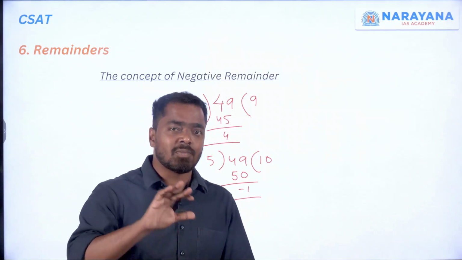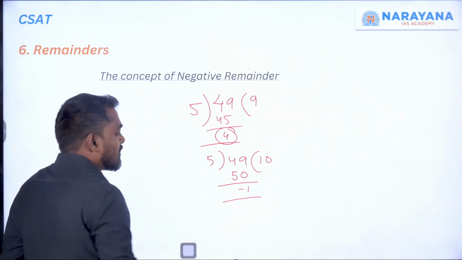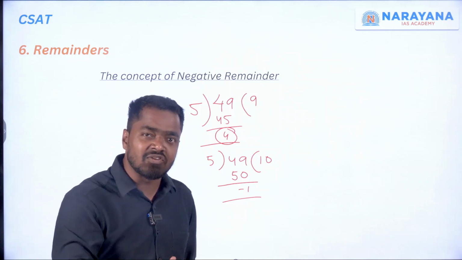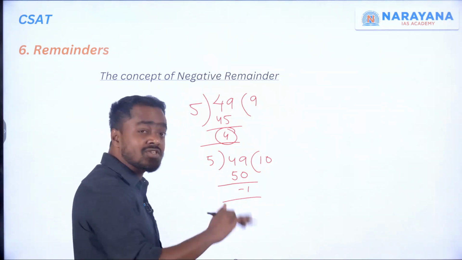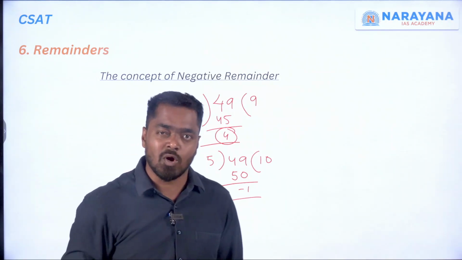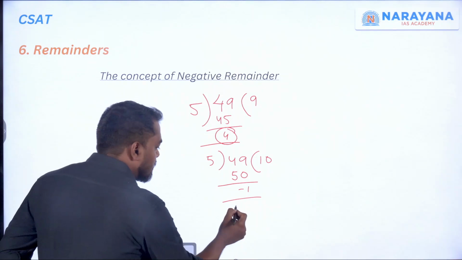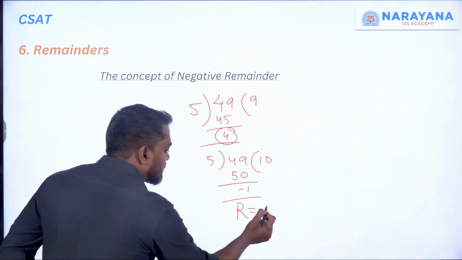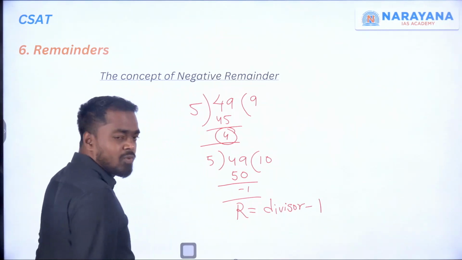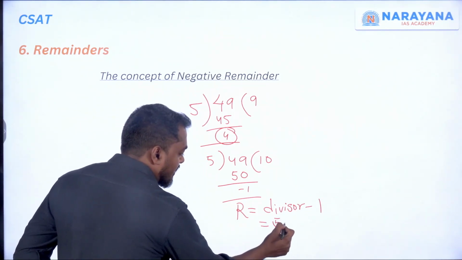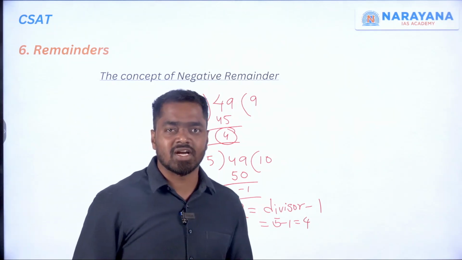In the actual sense, minus 1 is not the actual remainder. What is the actual remainder? 4. But why we are finding this negative remainder is to make our calculation simpler. I will show you how to use this negative remainder while solving problems. So if you are getting minus 1 as the remainder, to get the original remainder, take the divisor and put minus 1. That is nothing but 5 minus 1 is 4. This is the concept of negative remainder.